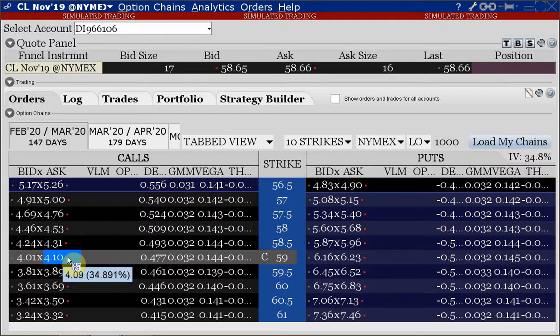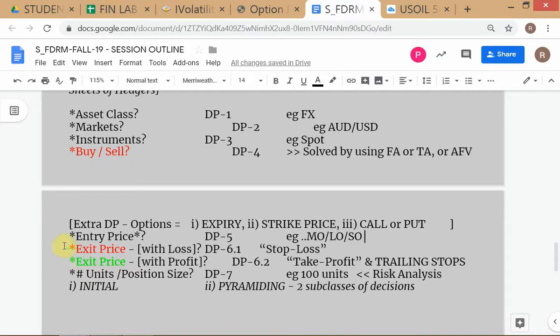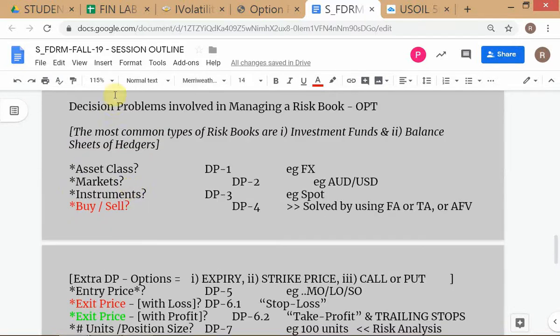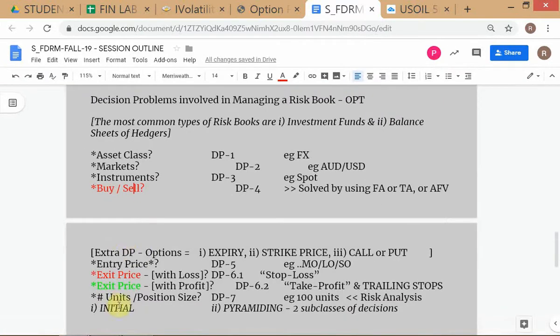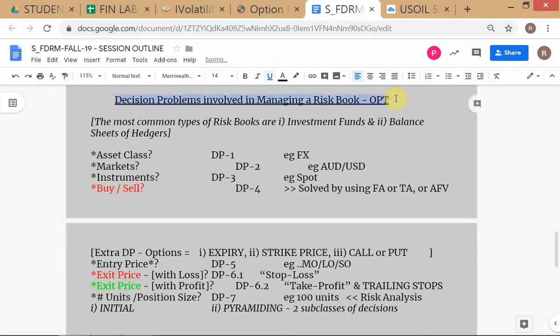Is it related to buy or sell, or is it related to exit and entry? Like price, is it related to price or to the position? At this point you don't worry about price, because what am I doing here? We went back to our original list of decision problems, which we had already identified earlier. This is in your version of the notes, the outline notes.